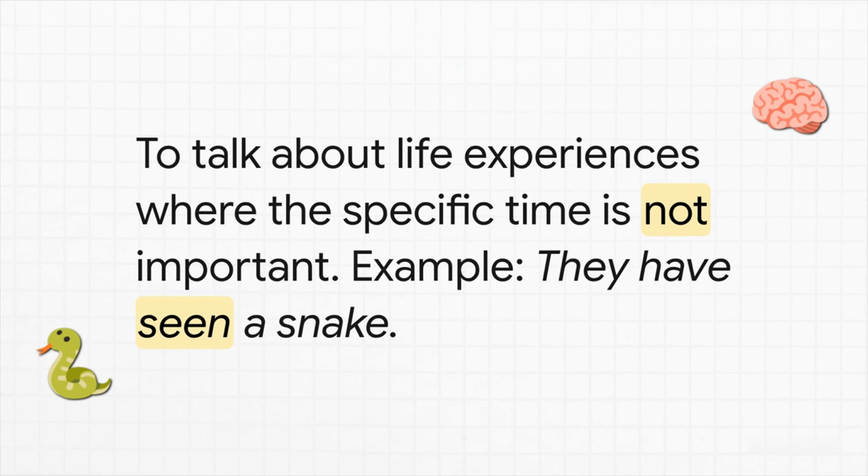Job number 1 is all about life experiences. This is what you use when the important thing is that something happened at some point in your life, not exactly when it happened. So if we say they have seen a snake, we don't really care if it was last week or a decade ago. The point is the experience of seeing that snake is part of their story now.